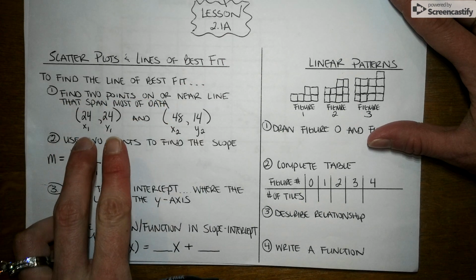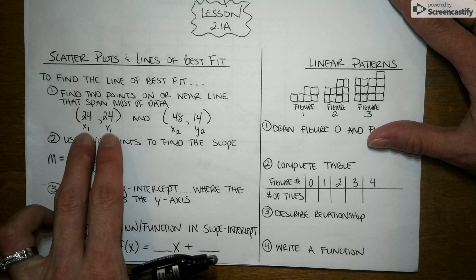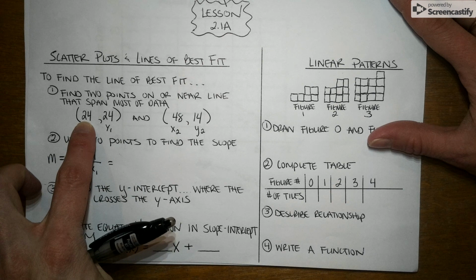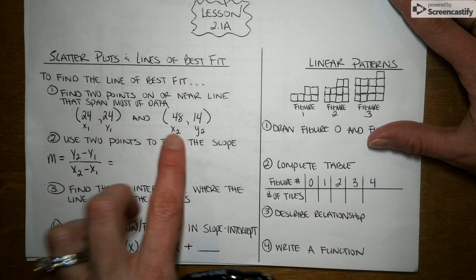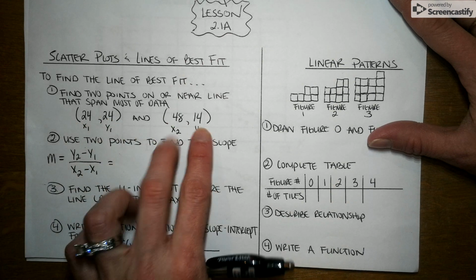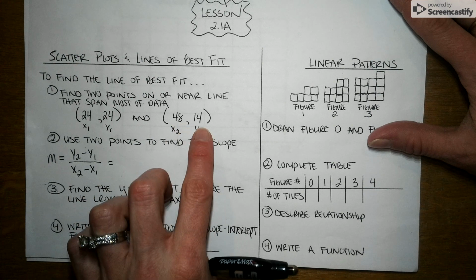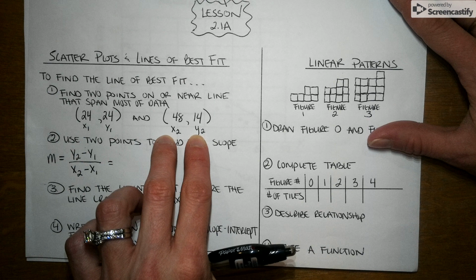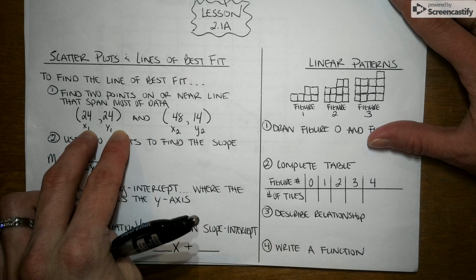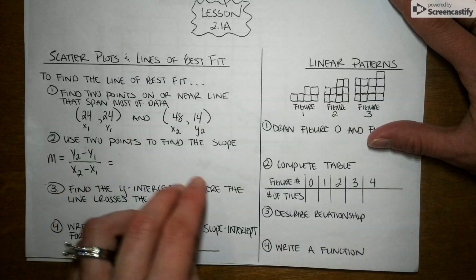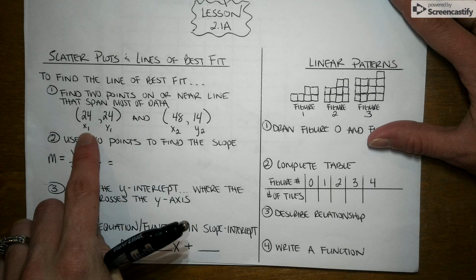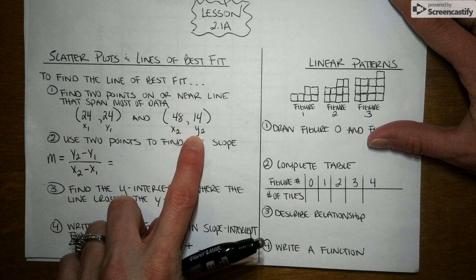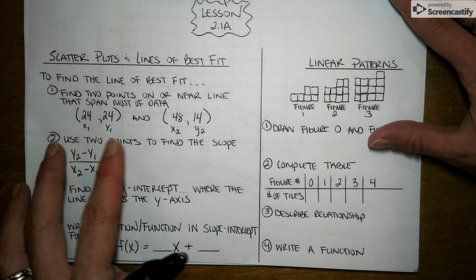What's important to notice is when I named these coordinate points, I put x1 and y1 together because this is an x value and this is a y value. And then I put x2 and y2 together because 48 is an x value and 14 is a y value. The x2 and y2 have to be together and the x1 and y1 have to be together. I could have had this flipped around, meaning I could have called this x2, y2 and this x1, y1, and I would still get the same answer.